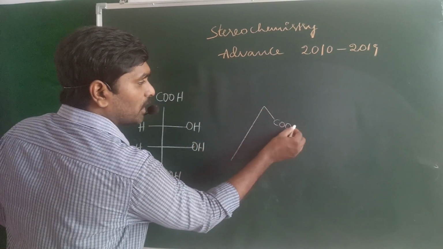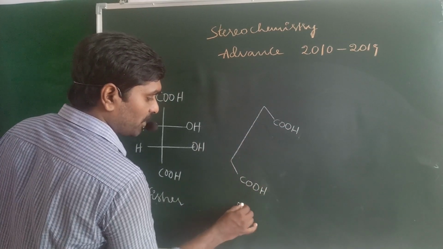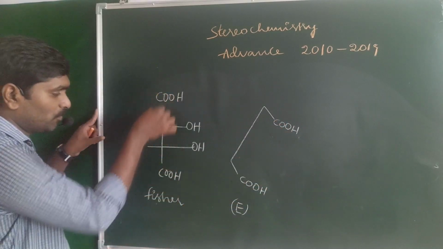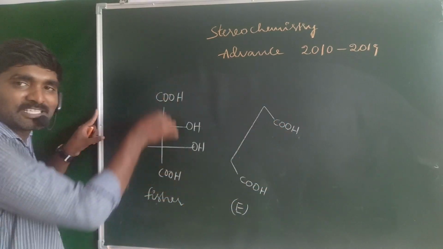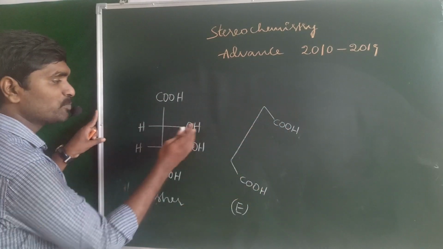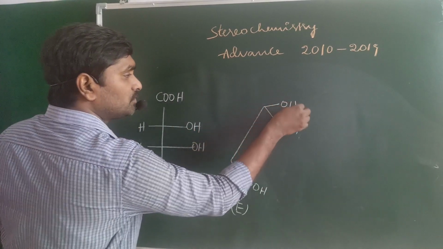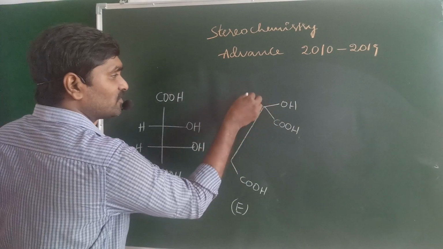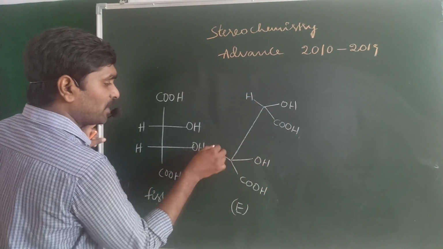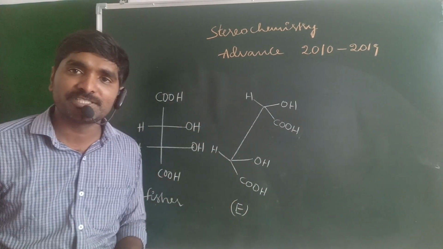So COOH, which is nothing but the eclipsed conformation. Why? Because the two COOH groups are parallel to each other. The groups present on the vertical line, on the backbone, may be parallel to each other. So the remaining groups may have the same configuration. OH is present on the right side and hydrogen on the left side. So again OH is on the right side, H is on the left side. This is nothing but the eclipsed conformation.